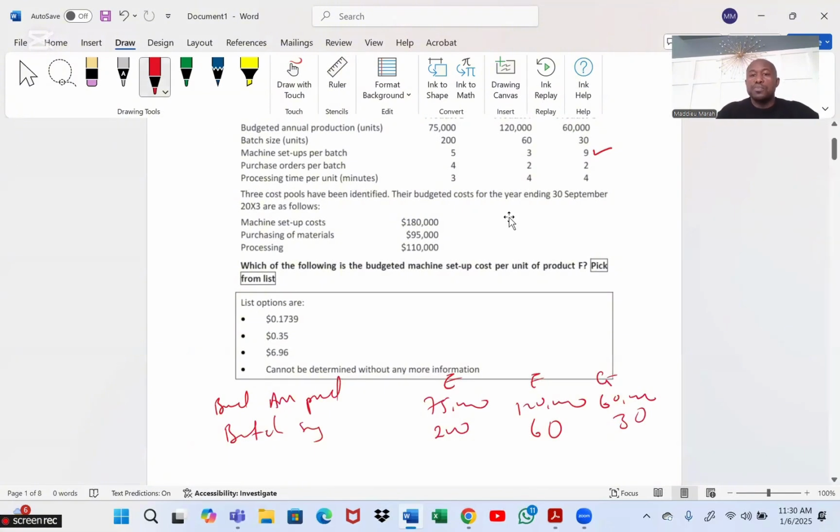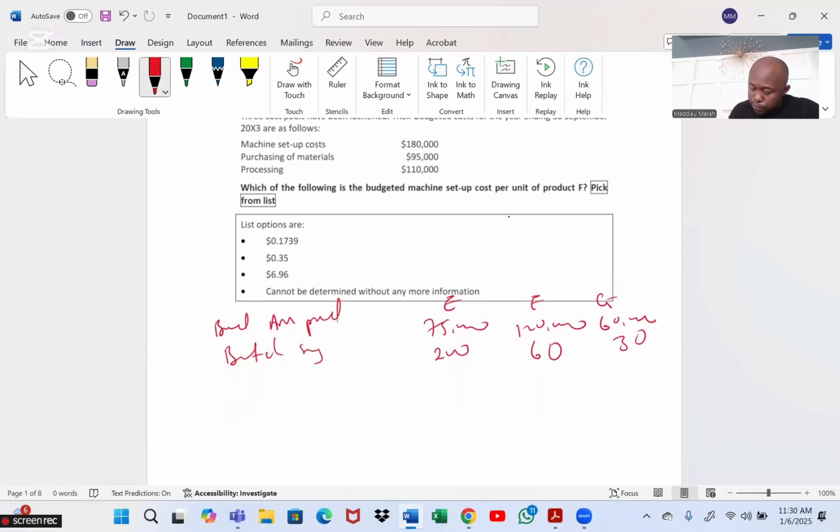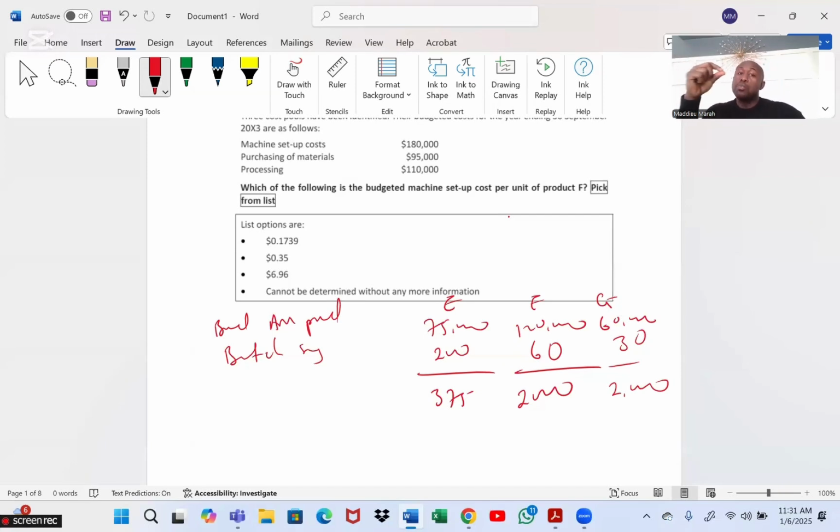So what's the number of batches? The number of batches now will be 75,000 divided by 200. This will give me 375. And 120,000 divided by 60 will give me 2,000. And 60,000 divided by 30 will give me 2,000 as well. So this is my first step, convert to per batch, because we are calculating the machine setup cost per unit, but the machine setup cost in the question is per batch.